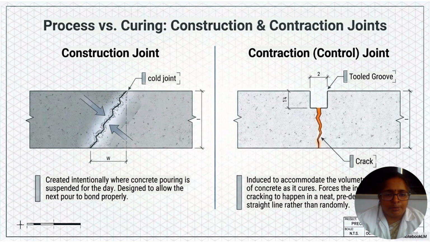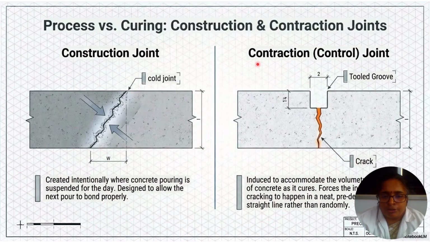The next type is construction joint, otherwise called cold joint. It is created intentionally where the concrete pour has to be stopped or suspended for the day, and it is designed to allow the next pour to bond properly the next day. The figure shows how construction joint is practically applied.